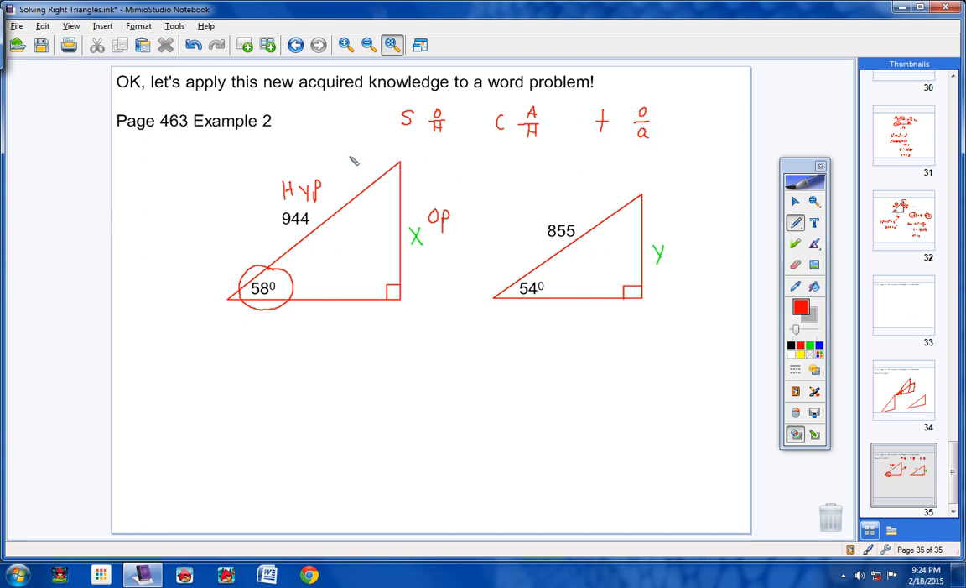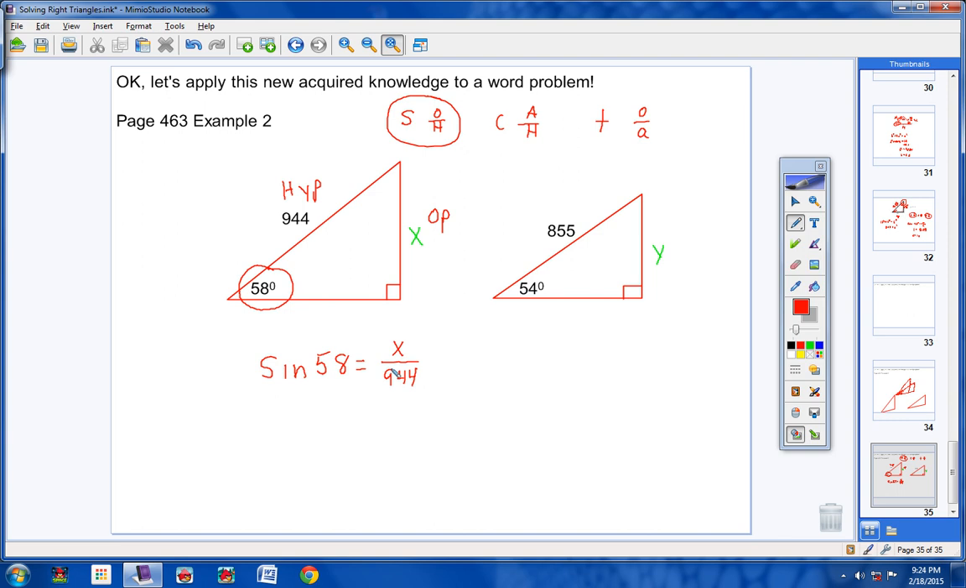So I have a question for you. If I'm going to use hypotenuse and opposite, which one of these trig ratios has opposite and hypotenuse? Just one of them does. This one here. So I know I'm going to use sine. So I'm going to say the sine of 58 degrees equals opposite over hypotenuse. Opposite is x. Hypotenuse is 944.